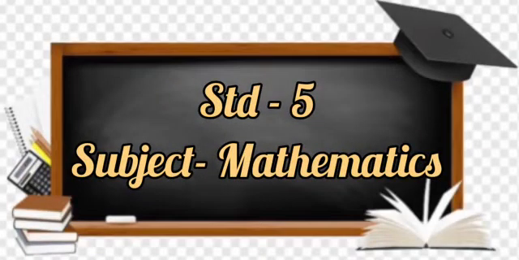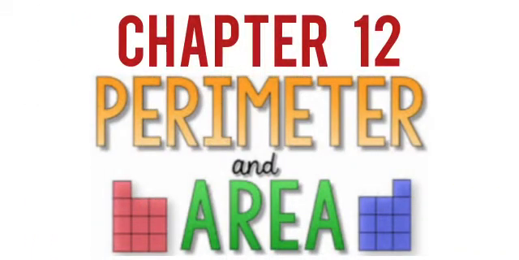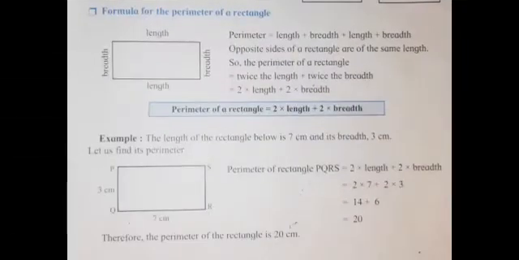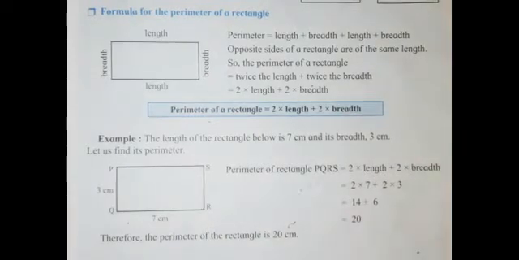Standard 5th. Subject Mathematics. Chapter 12. Perimeter and Area. Students, today we will learn formulas for the perimeter of a rectangle and perimeter of a square and solve the word problems by using these formulas.